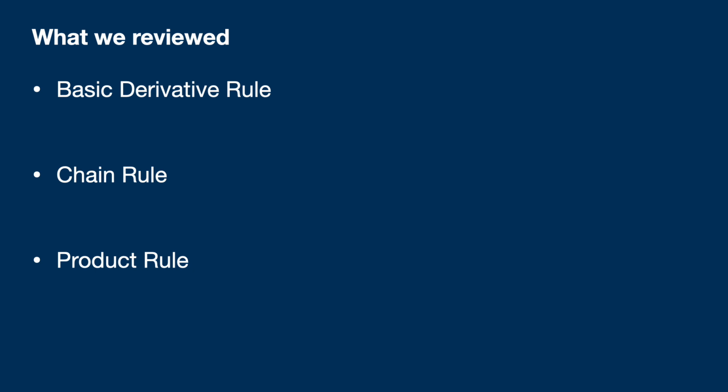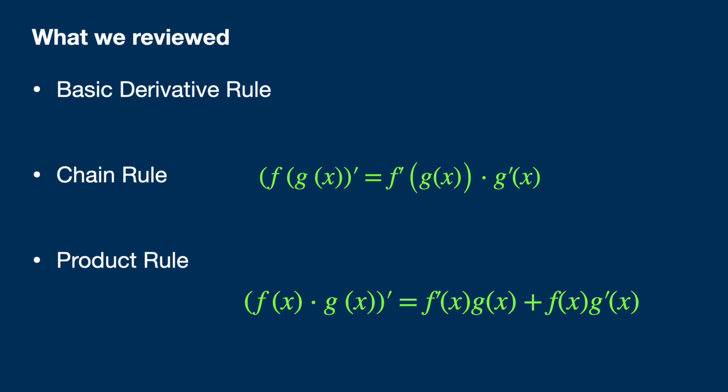What is the chain rule, guys? The chain rule is: f of g of x, prime. The outside function, you take the derivative first and multiply by the derivative of the inside function. The product rule is applied to a product of two functions. You take the derivative of the first function times the second function, plus the first function times the derivative of the second function.